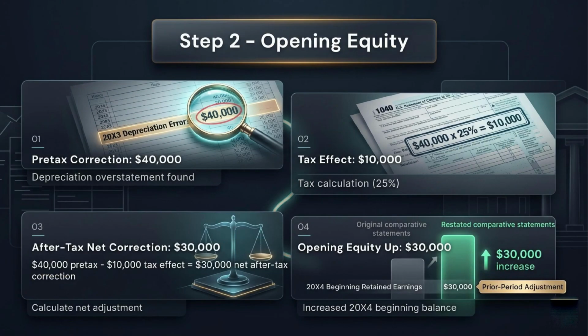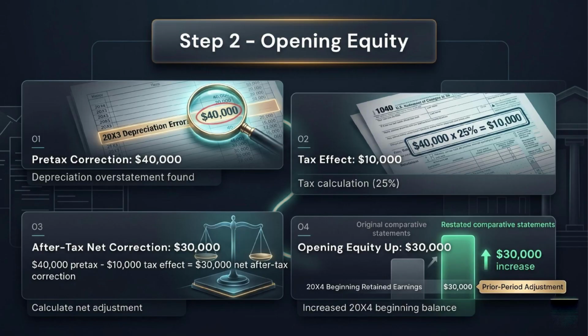Step 2 records the after tax effect in opening retained earnings. The pre tax correction for 20x3 is $40,000. The tax effect is $10,000. The after tax net correction is $30,000. That $30,000 increases beginning retained earnings at the start of 20x4. This is the prior period adjustment. It explains why the restated opening retained earnings balance differs from the originally reported amount.